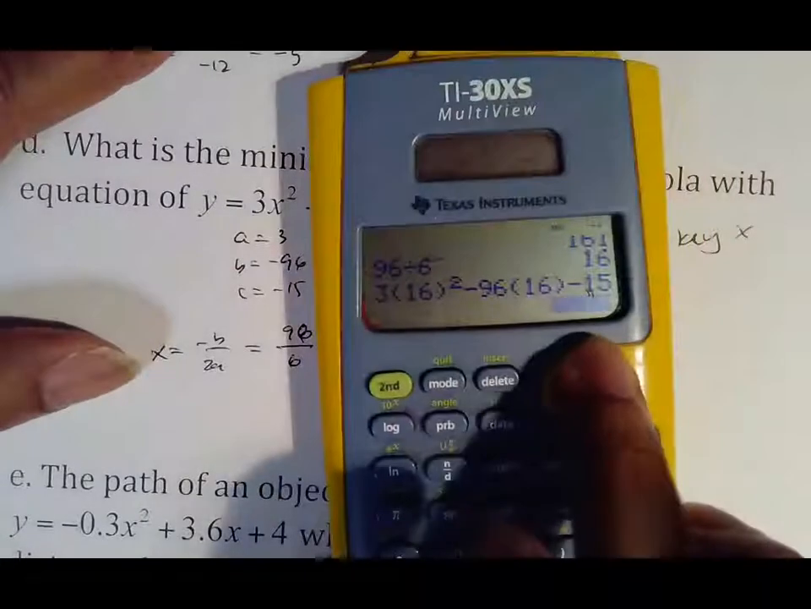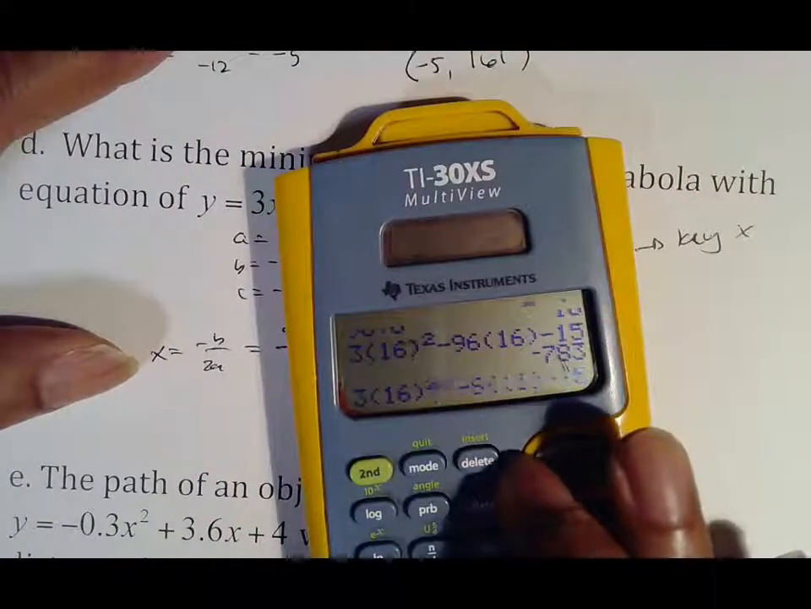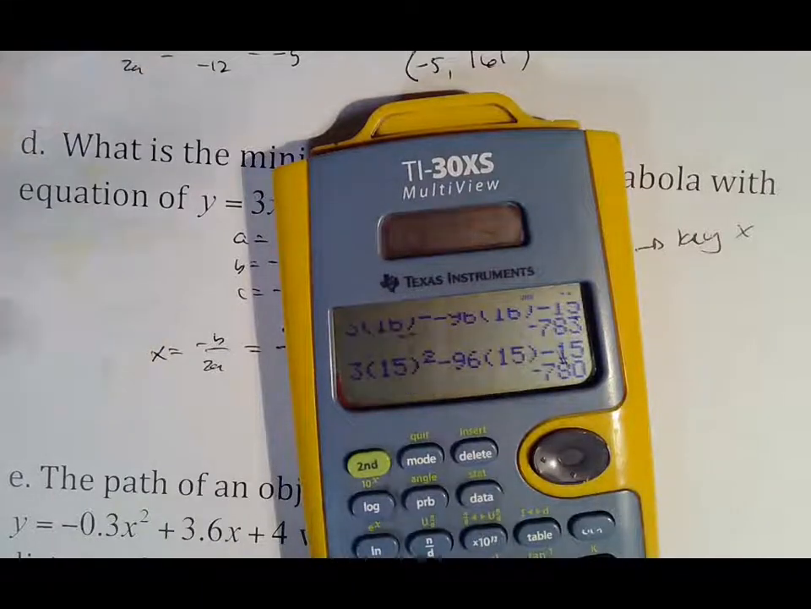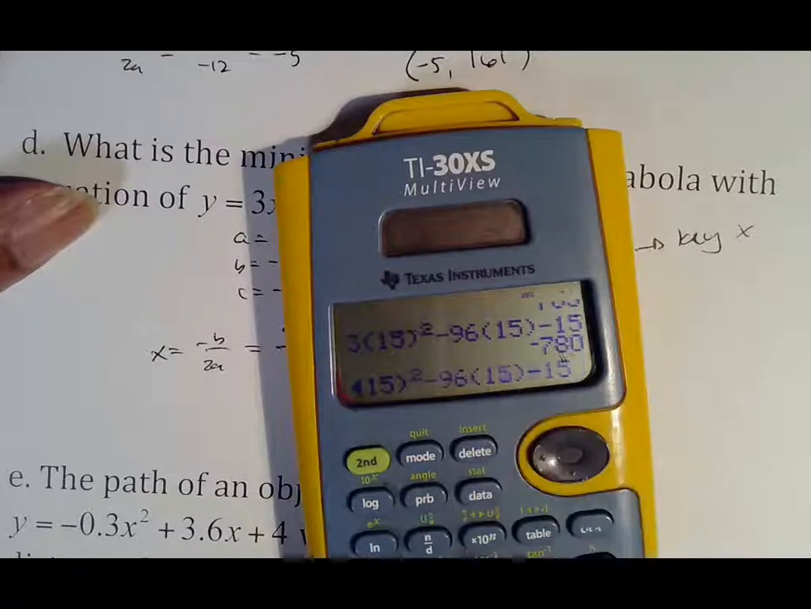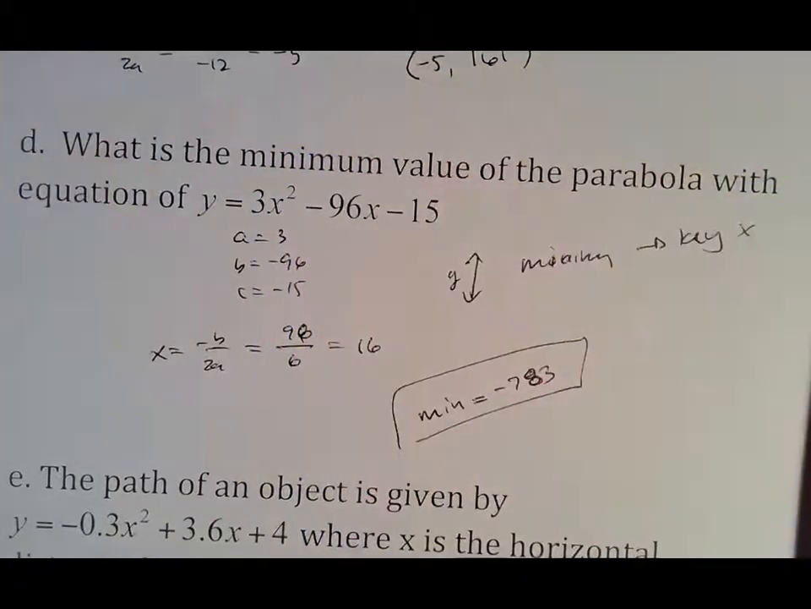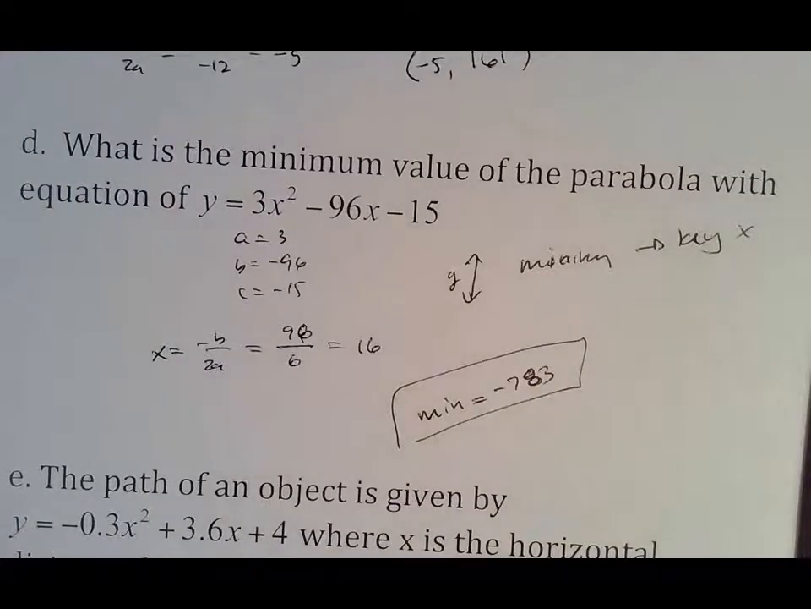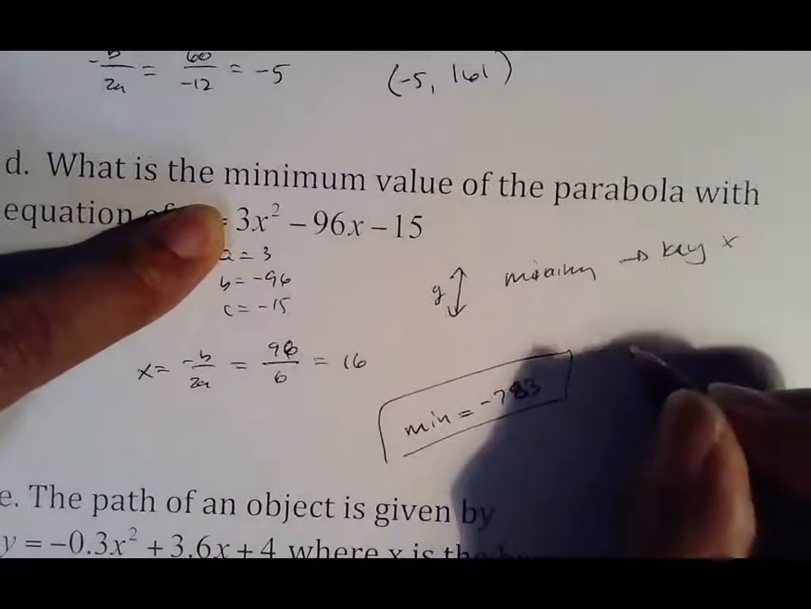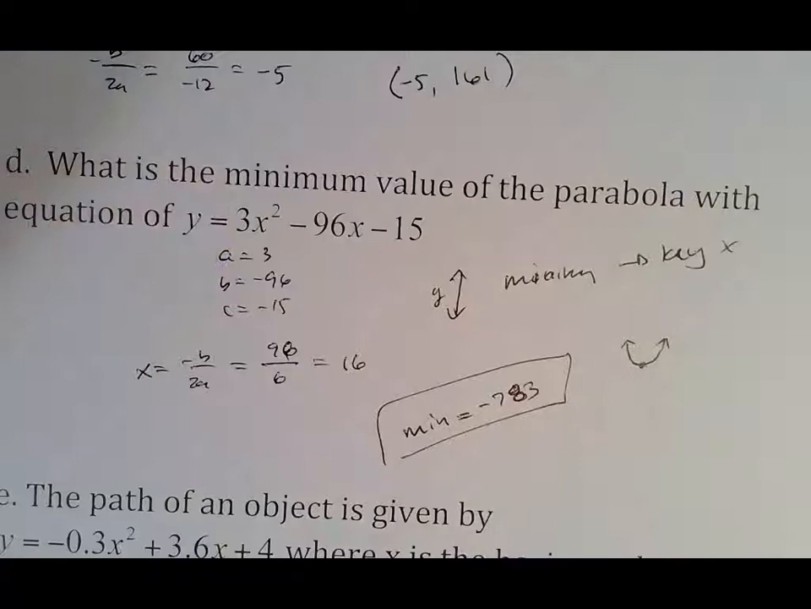And just to show you, let's plug in 15. Notice that's not as far down as negative 783. Let's try 17, which is on the other side of 16. And notice you get the same thing. So what we found is the vertex, which means that this has to be the lowest. It's either the lowest or the highest, depending on the shape. But based off of this, since this is smiling, that means this is a ditch, which means that this would be the lowest point of the graph.